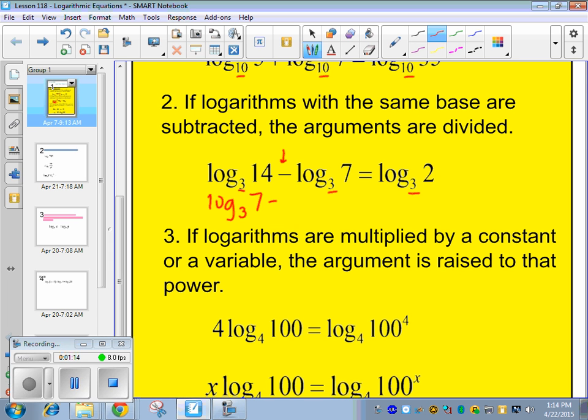The order matters when you're subtracting. So if we did it this way, when we condensed it into 1 log, it would be log base 3 of 1/2, because 7 divided by 14 is 1/2.